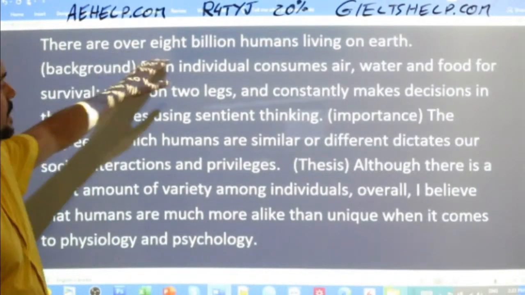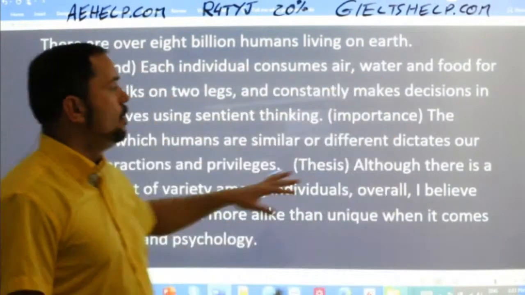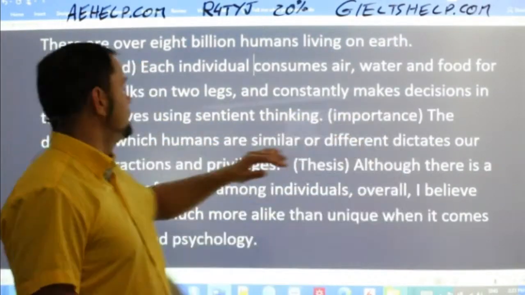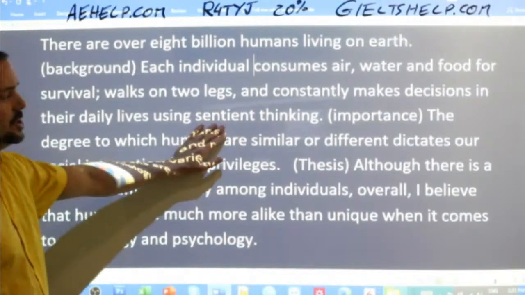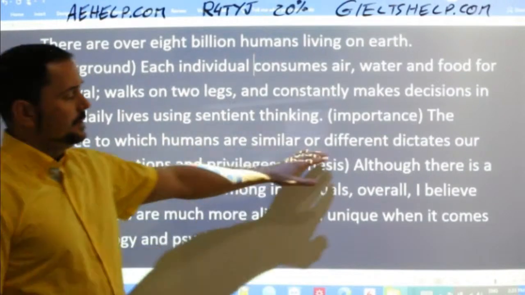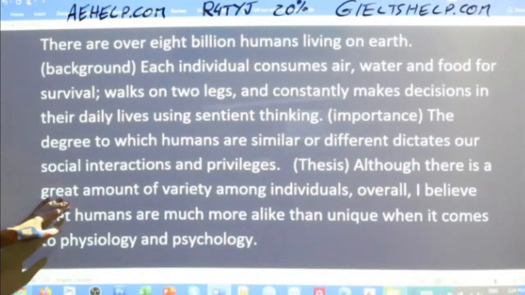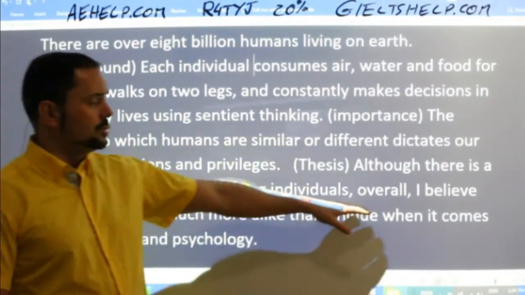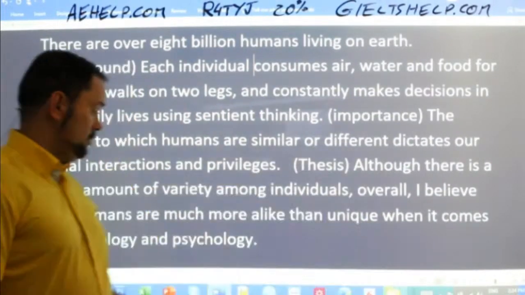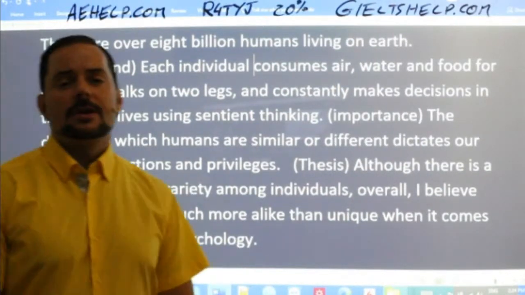There are over 8 billion humans living on Earth. Each individual consumes air, water, and food for survival, walks on two legs, and constantly makes decisions in their daily lives using sentient thinking. The degree to which humans are similar or different dictates our social interactions and privileges. Although there's a great amount of variety among individuals, overall, I believe that humans are much more alike than unique when it comes to physiology and psychology. Okay.